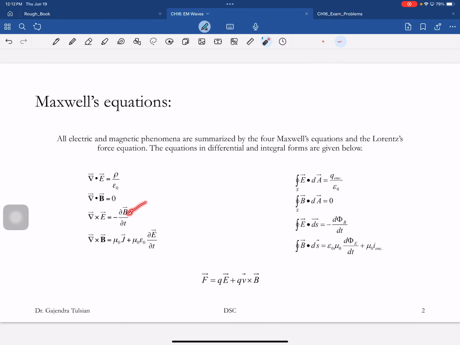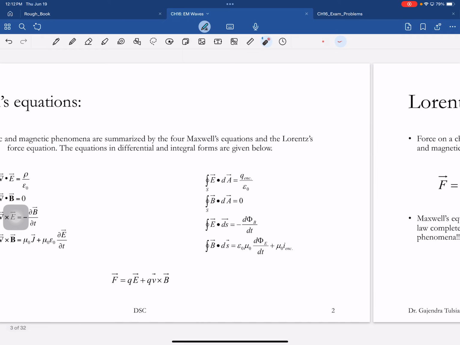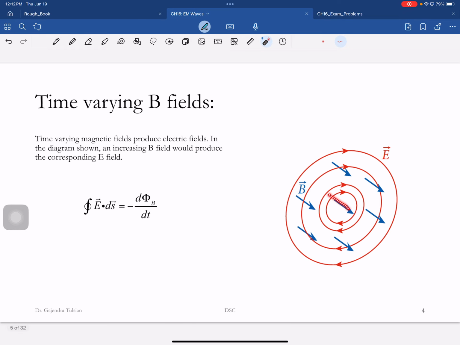Time varying magnetic fields are producing electric fields. The form of the equation tells you that if a magnetic field is increasing in this direction, that's the direction in which the electric field is produced. So this is predicted by this equation. The important thing for us is that time varying magnetic fields are producing electric fields.